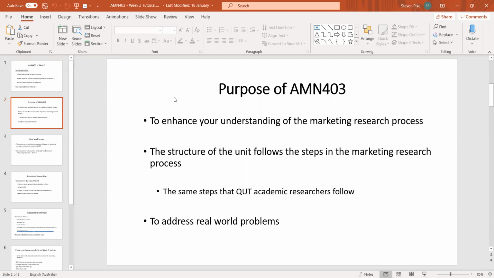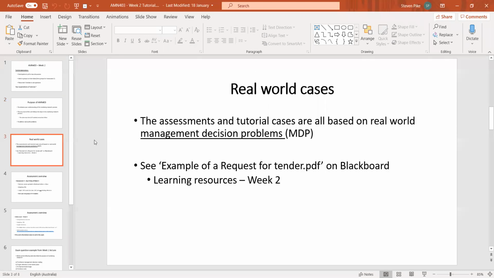These are the same steps that we go through in this unit as QUT academic researchers follow and most market researchers that I know. And the focus is on research that will address real world problems to enhance management's decision making. So as I said, the cases in the unit tutorials have been used before as assessments. They're based on real world cases.